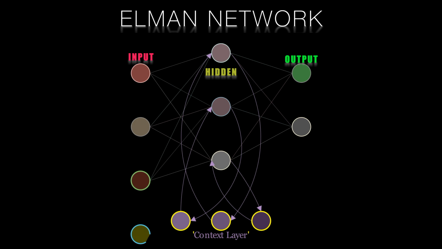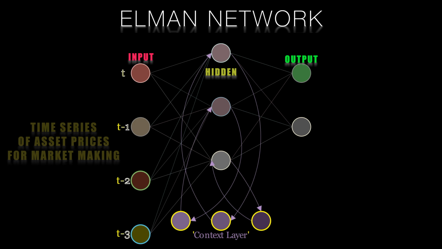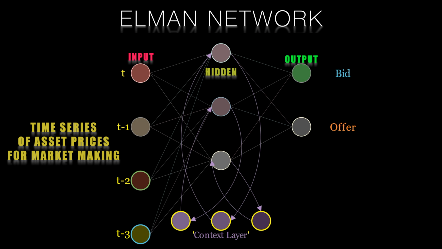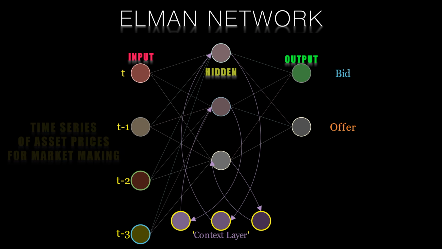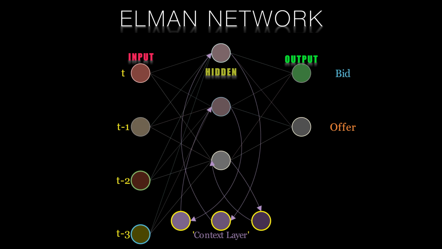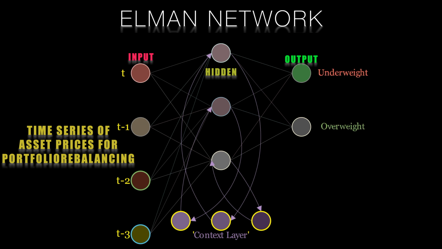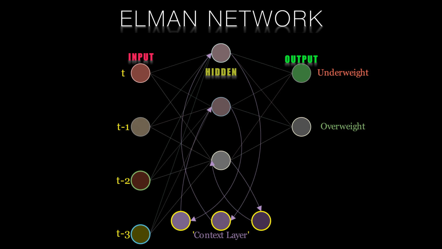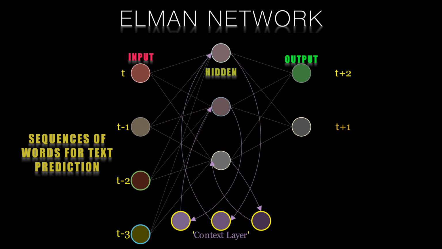These types of networks have been used to automate market-making spreads, automatically updating the bid and offer prices that market makers submit to exchanges in response to price sequences. They can also be used to respond to prices to determine if a portfolio manager should be underweight or overweight a particular asset. And they've also been used in predictive text language models to predict the next word or token in a sequence.